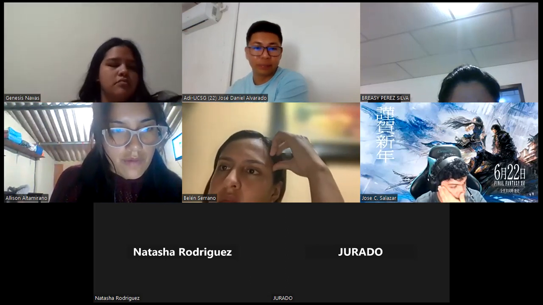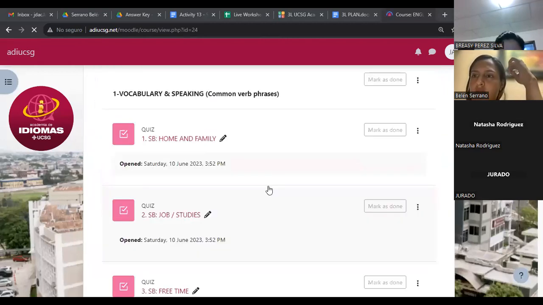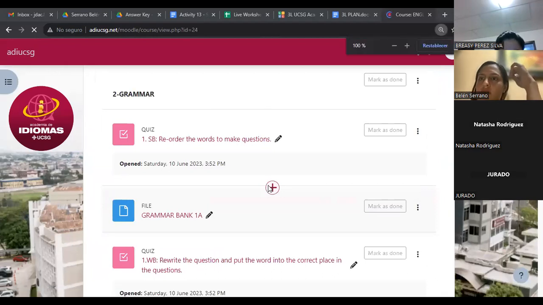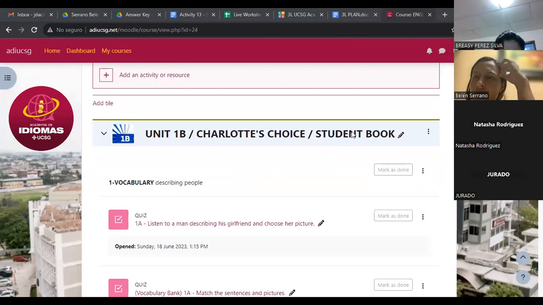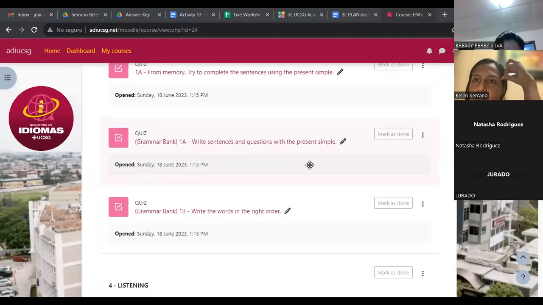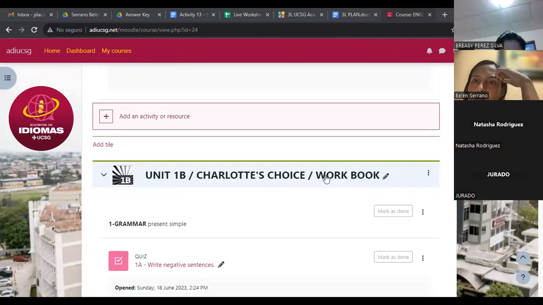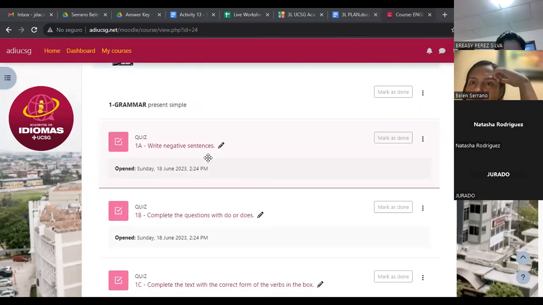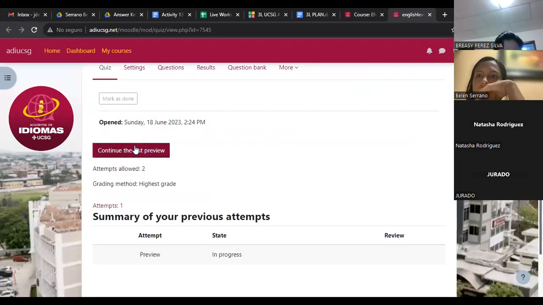Okay, it's open now. Remember that we are in Unit 1B. We already finished Unit 1A. Now we are in Unit 1B, student book, and we scroll down and we find the workbook. So here is the workbook. We are going to do the first exercise, which is called grammar present simple. You click there, open the activity, and we're going to be doing this activity.